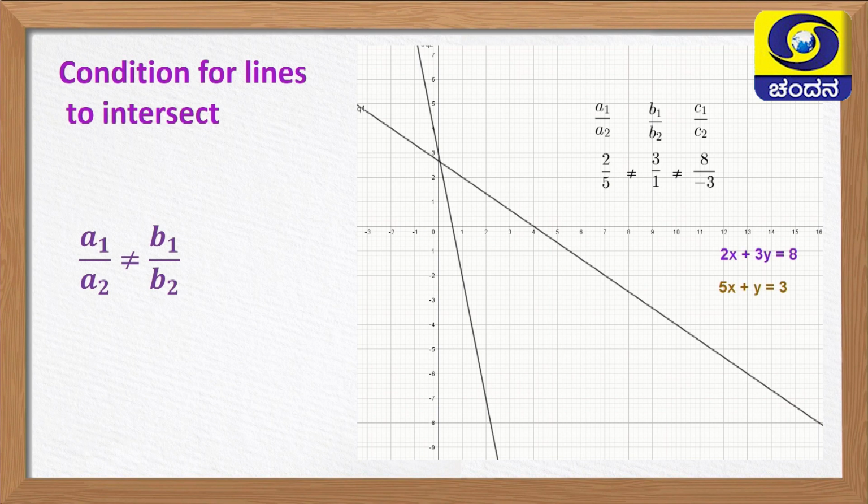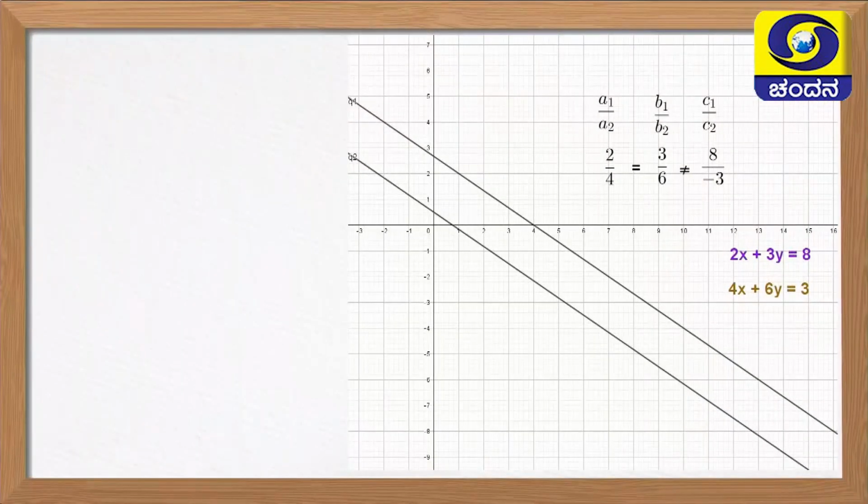Just check, a1 by a2 should not be equal to b1 by b2. Yes, here 2x plus 3y minus 8 is equal to 0. Another equation, 5x plus y minus 3 is equal to 0. Or we can write it as 2x plus 3y is equal to 8 and 5x plus y is equal to 3. Let's check another condition, children.